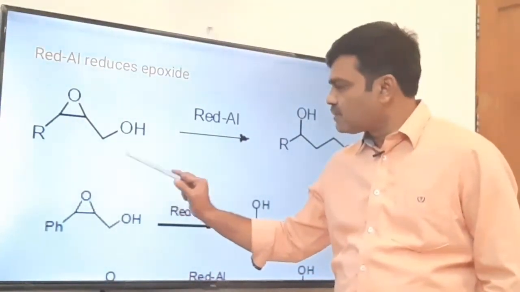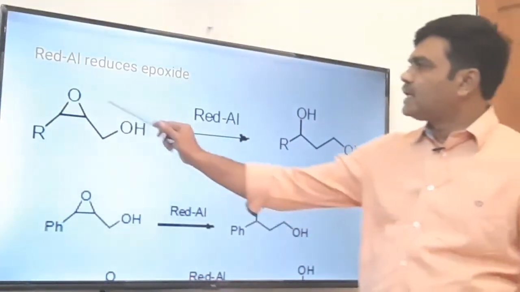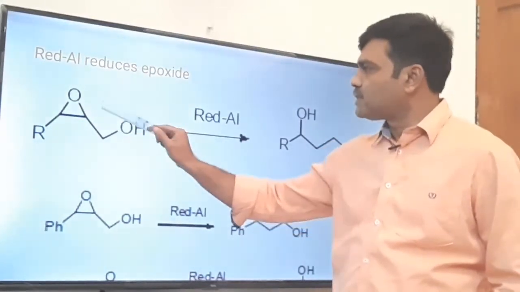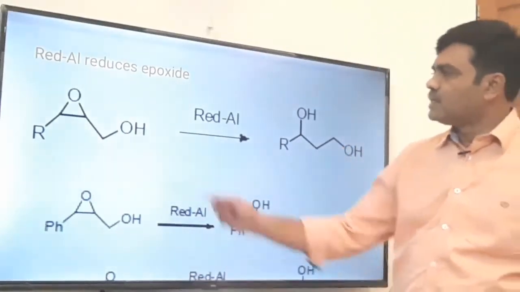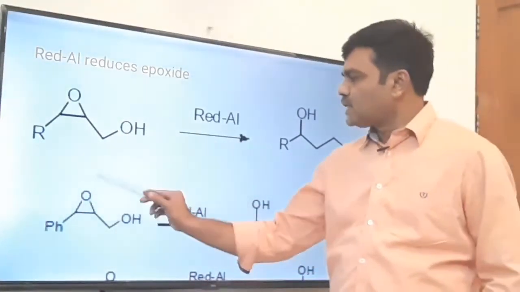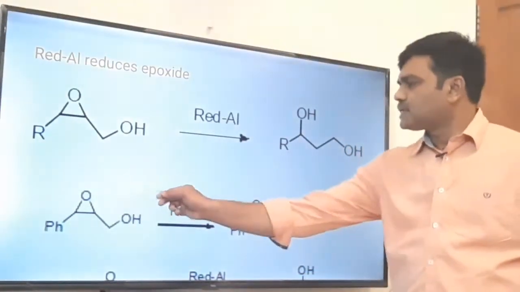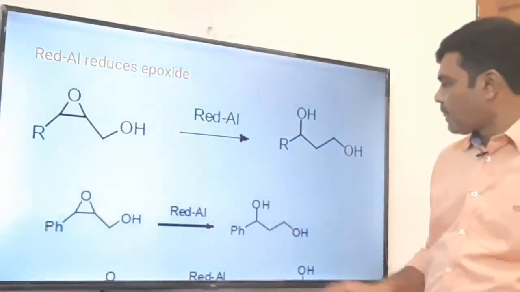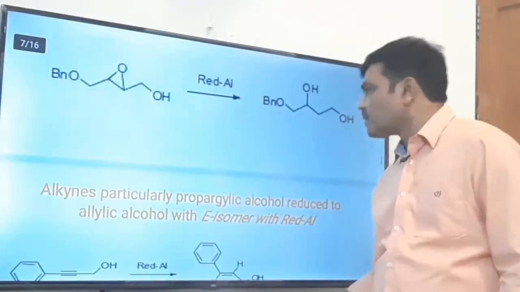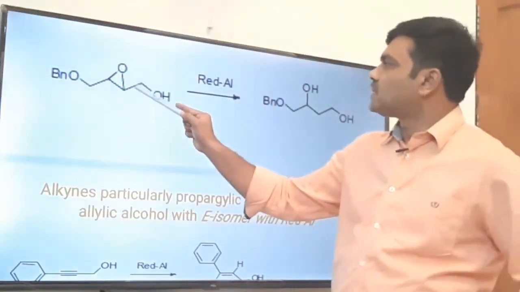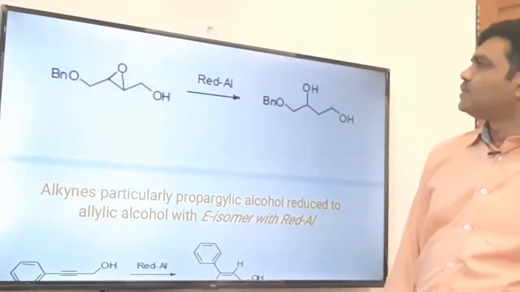Here also, from one side the phenyl group is there on the epoxide, and from the other side CH2OH is there, and the ring opening reaction takes place from the OH side, and we get the product as shown here. At the alpha position there is an OH group. Ring opening reaction takes place from the CH2OH group side and not from the alkyl substituent side. We get the diol. So okay.